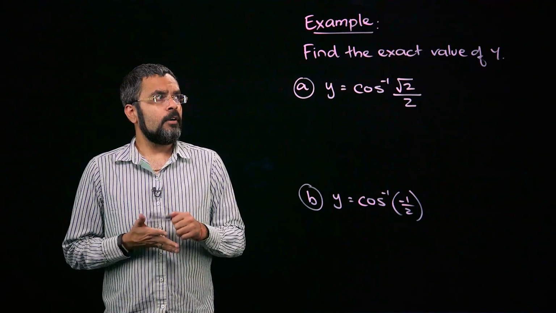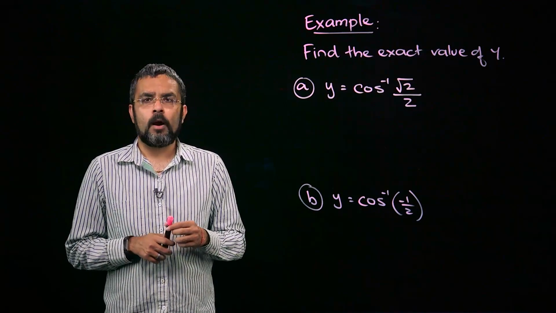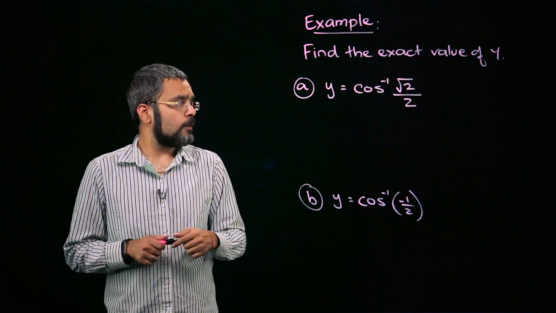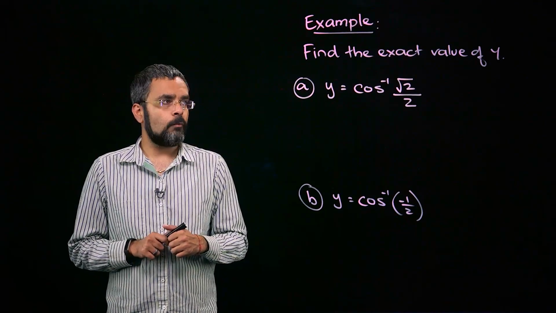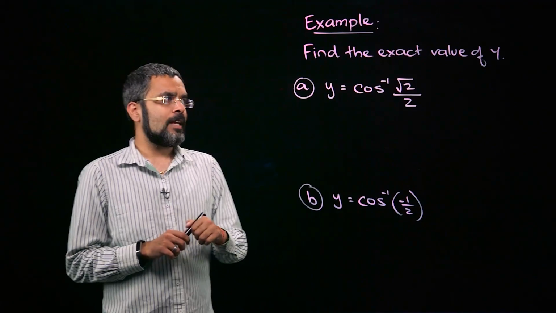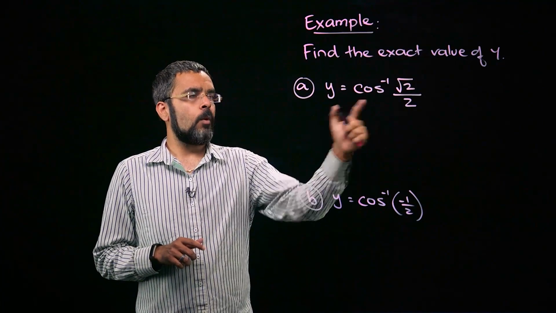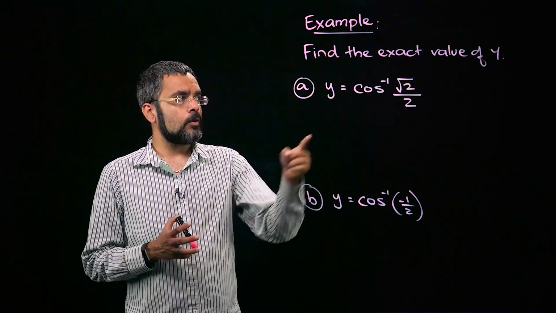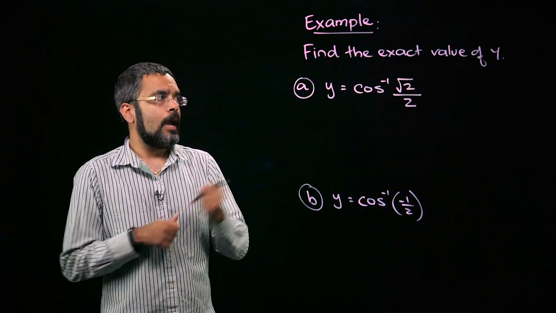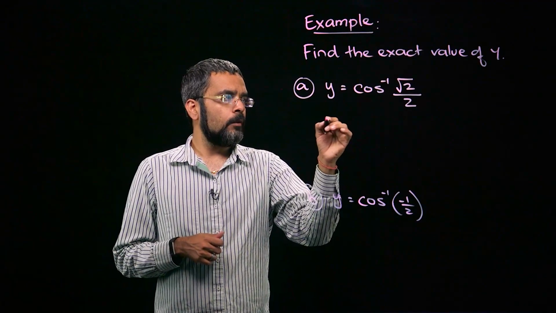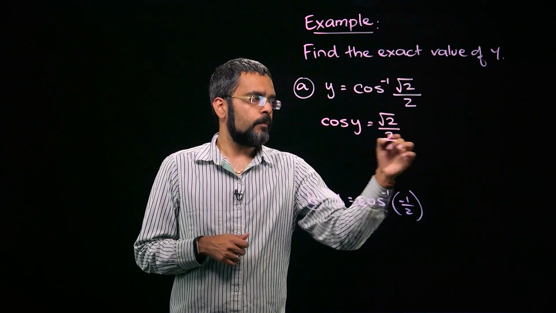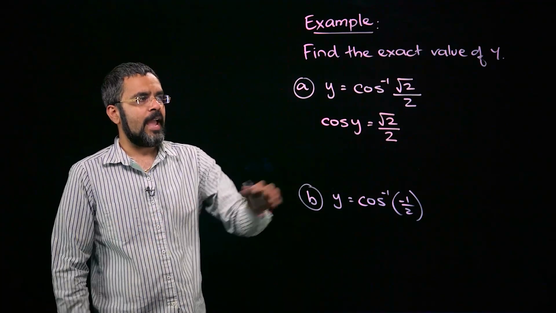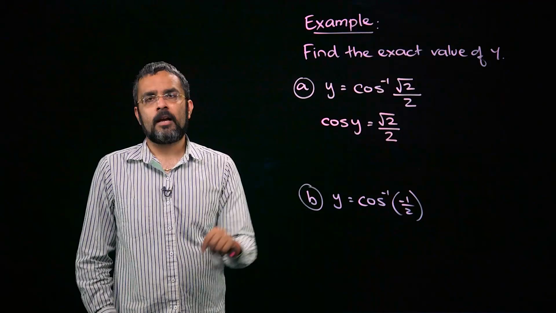So let's take an example here. We want to find the exact value of y. First of all, y is cosine inverse of root 2 over 2. And then the second one, y equals cosine inverse of -1/2. Right? So just like we said in the definition, what does it mean for y to equal arc cosine, or cosine inverse, of root 2 over 2? We know that it means I want to find cosine of y equals root 2 over 2. Okay? So basically I want to find an angle y such that cosine of that angle is root 2 over 2.